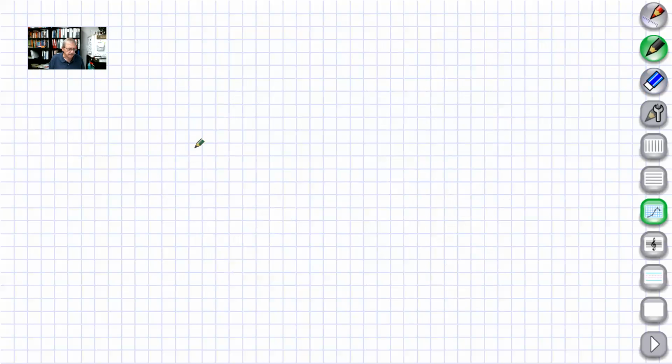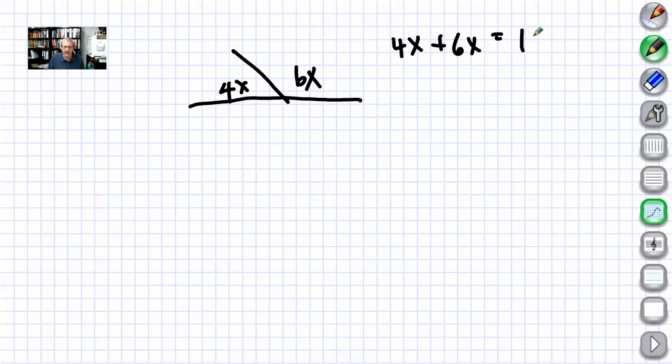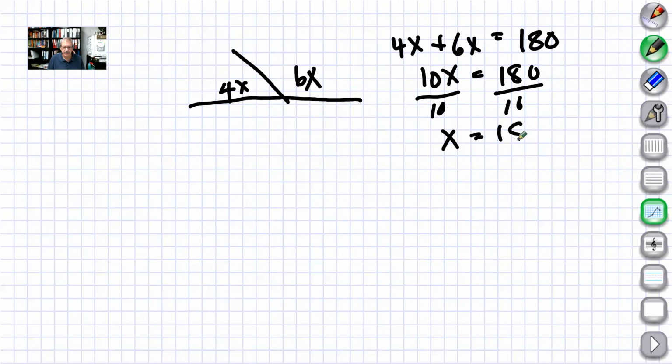Let's try this one. You have this angle here, and I guess it's drawn opposite. This was 4x and this was 6x. So all we've got to do is say, okay, 4x plus 6x is 180 because this is supplementary. So this is 10x equals 180, divide by 10, so x is 18. But that didn't solve the problem.